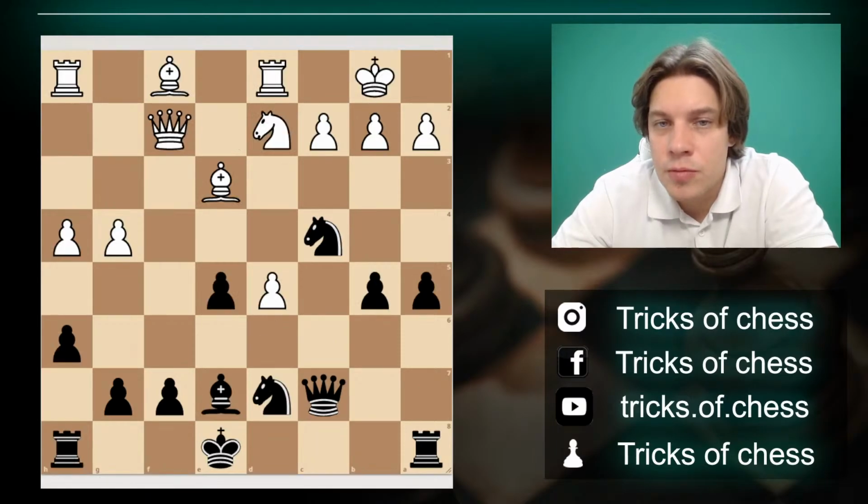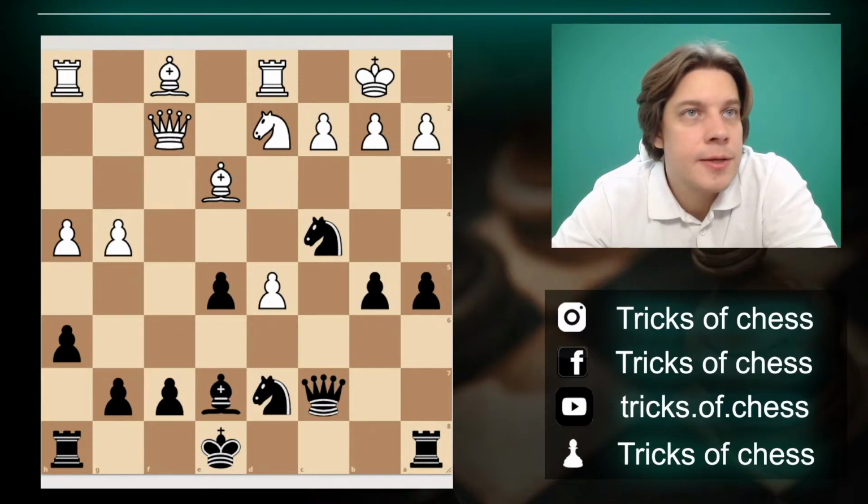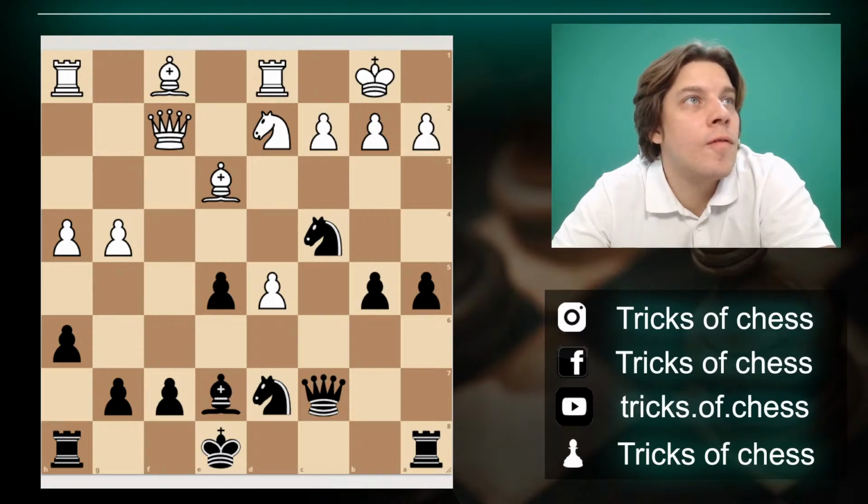The second position, what can you say here? Our king is even in the center. What can you say about our attacking pieces, and which move do you suggest? For black, of course.